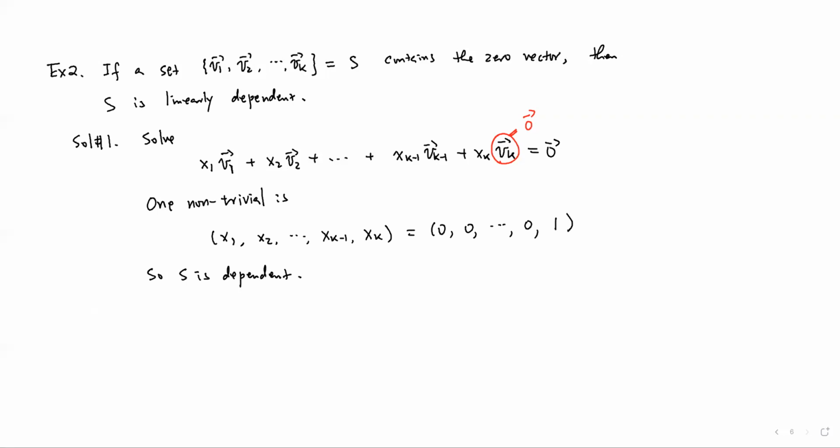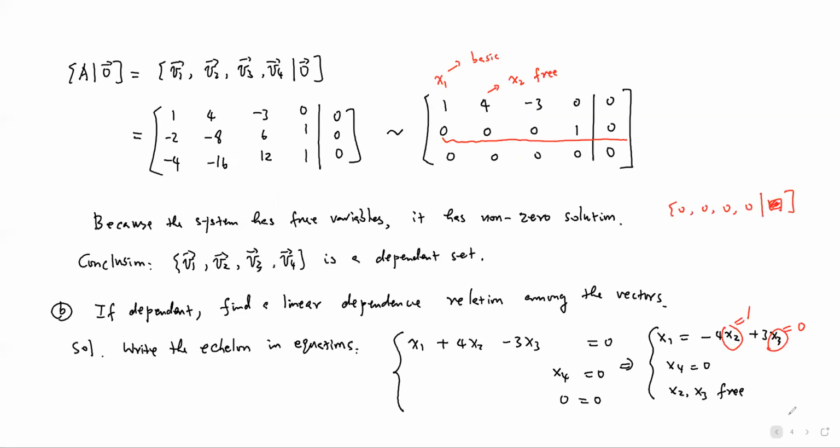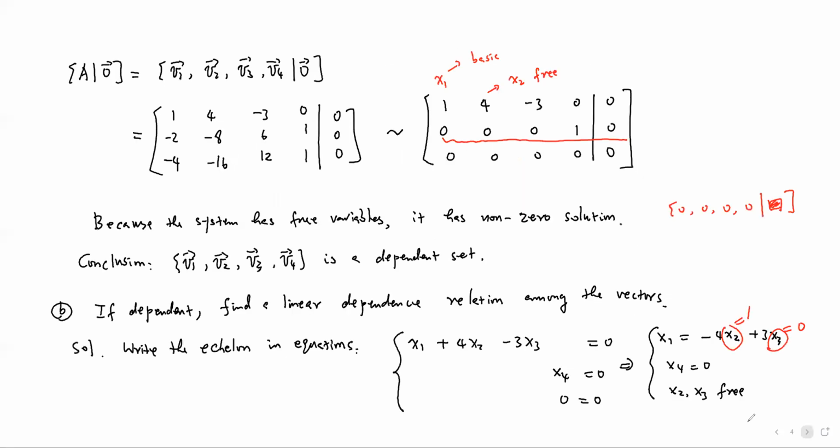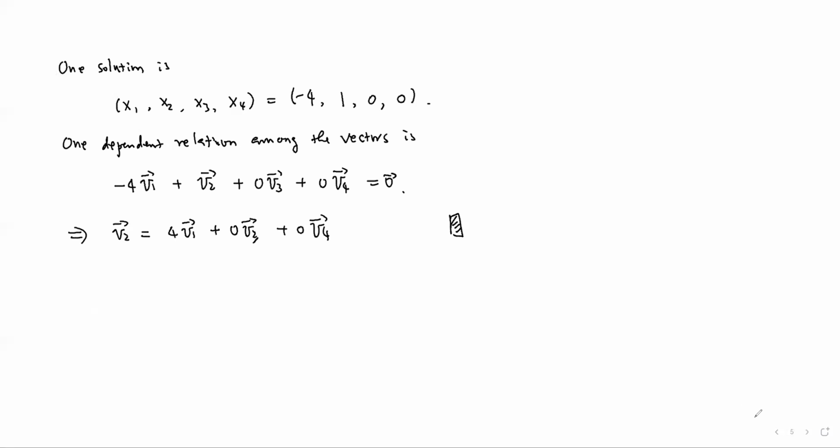This is solution 1. Solution 2: I can use the theorem here. If one vector depends on the other vectors, then the set is a linearly dependent set. Let me use this theorem to answer the question.